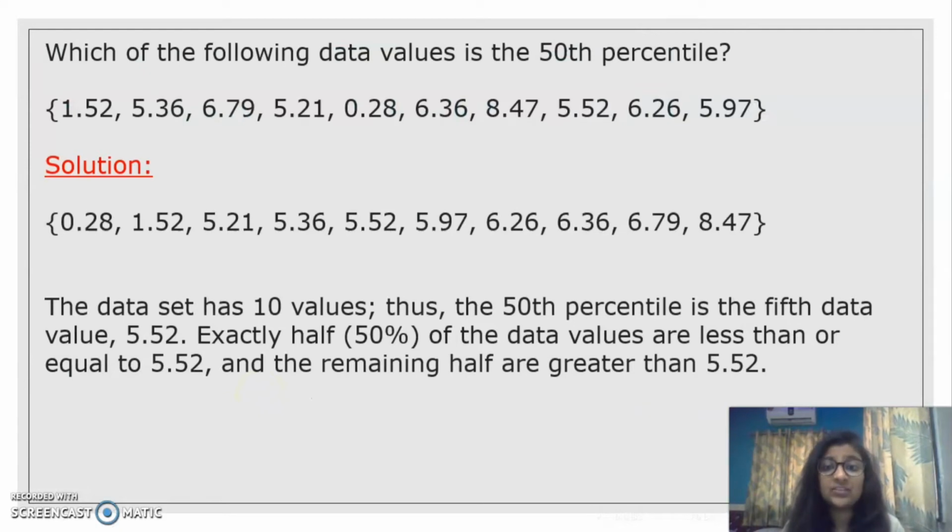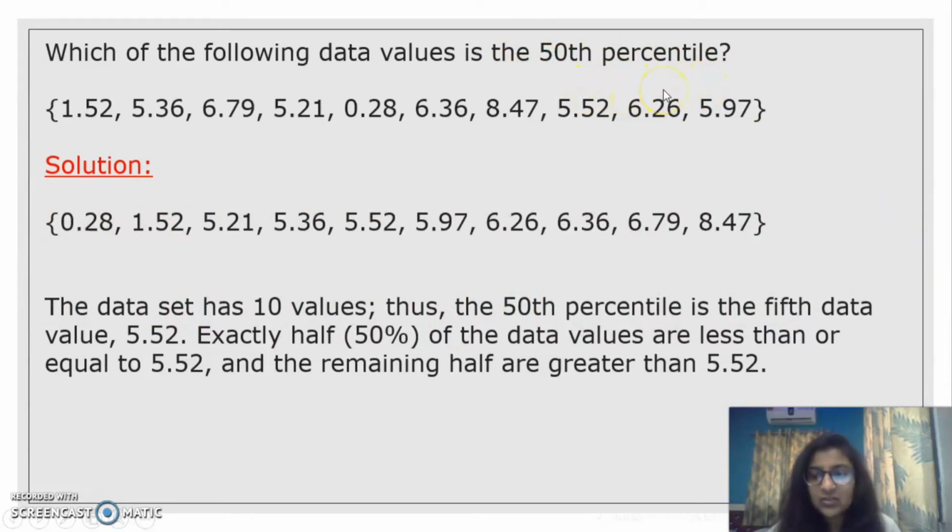This is also a numerical related to percentile. Again, we are focusing on MCQs, that's why we have to be very particular about all these things. Now firstly, what is the first step? You will have to arrange your data. Your data is not arranged. When you arrange the data, you will get this data. Now from this data, you will have to find the 50th percentile.